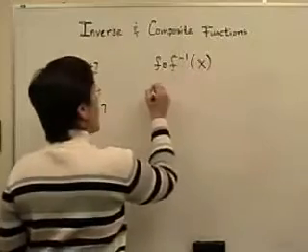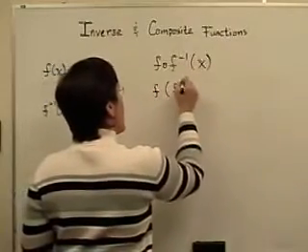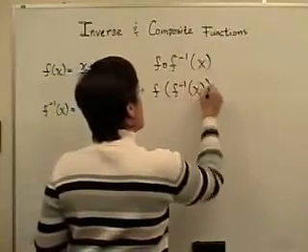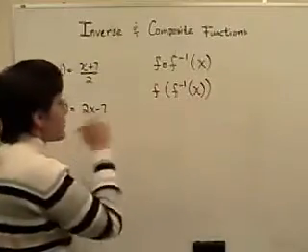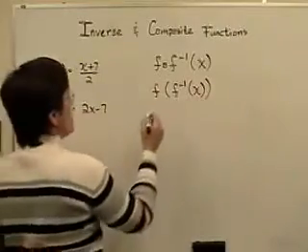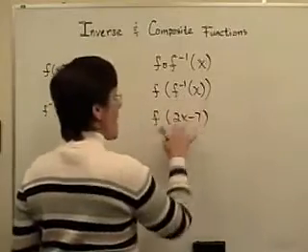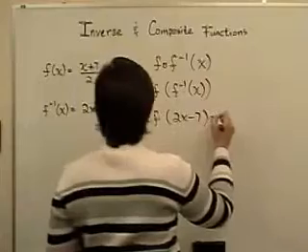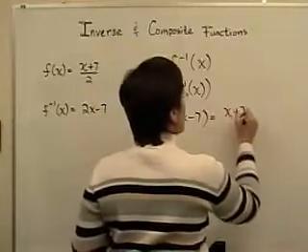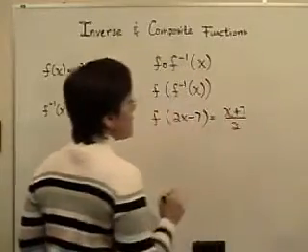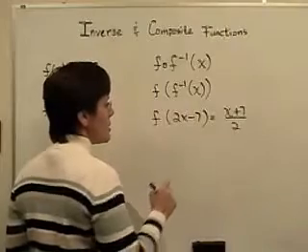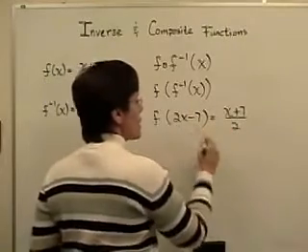And what that means again is to take f to the minus 1 of x, which is its inverse function. So my inverse function is 2x minus 7. I'm going to replace that. I want to put that in for x into my beginning function value. So for x, I'm going to put in 2x minus 7.